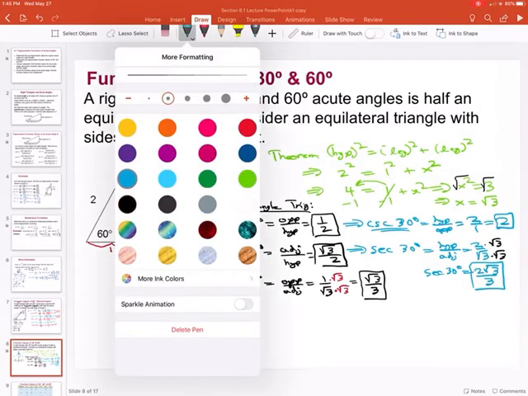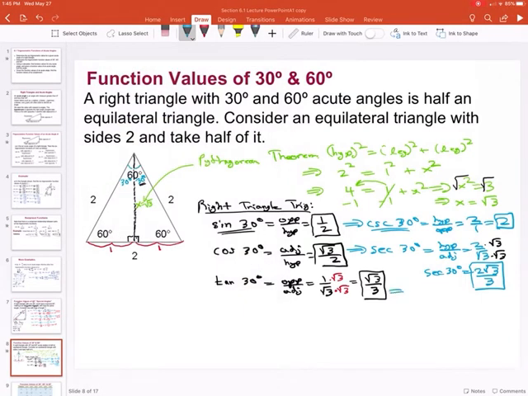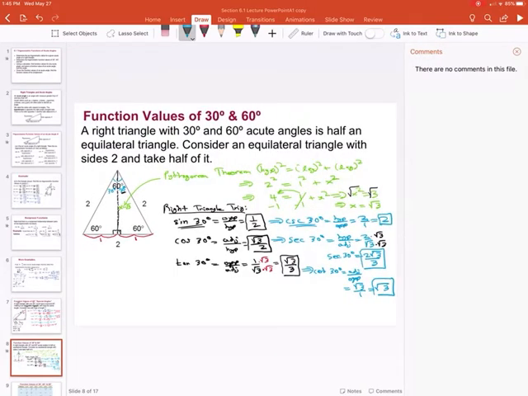And then to finish it off, let's go to cotangent. So cotangent of 30 degrees is equal to the adjacent side's length over the opposite side's length, which would be what? Adjacent side length for 30 degrees is square root of 3. Opposite side's length is 1. Square root of 3. There's our value for cotangent. So cotan of 30 degrees.